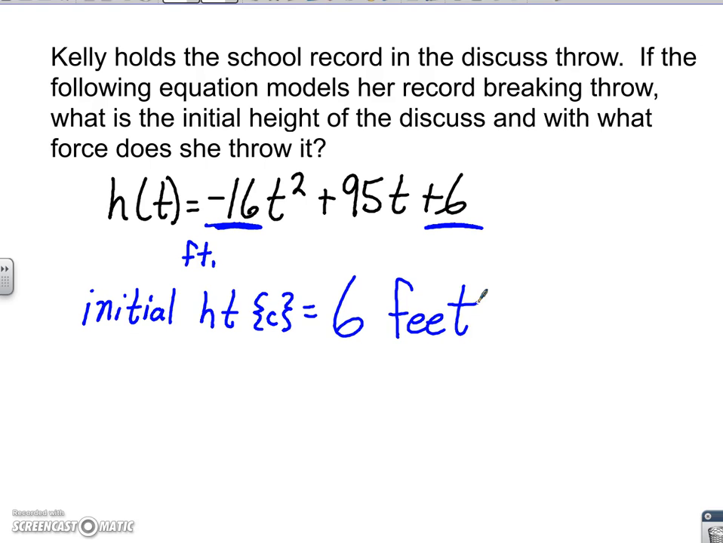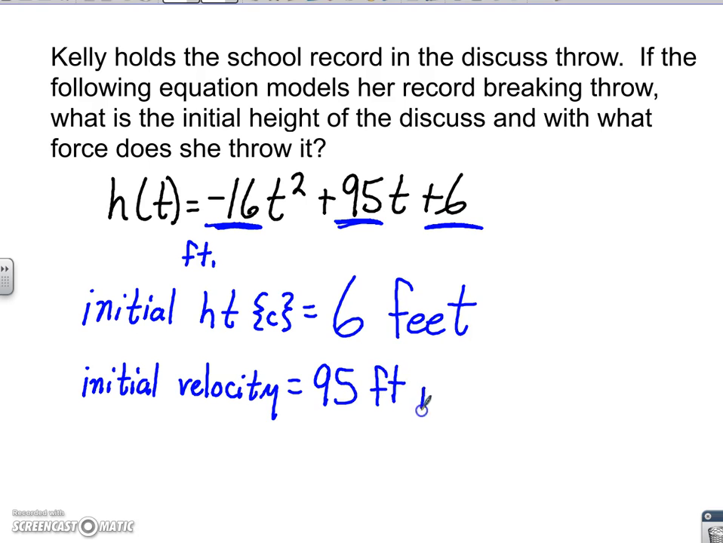Now, the next thing is, with what force does she throw it? Well, force, what are you talking about? Oh, the force. That's that initial velocity, the initial velocity that she throws this with. And in this case, we know our initial velocity is right here. It's our B term. Our initial velocity is our B. So it's 95. But we can't just put 95. 95 what? It's feet per second. So she throws this discus at 95 feet per second.